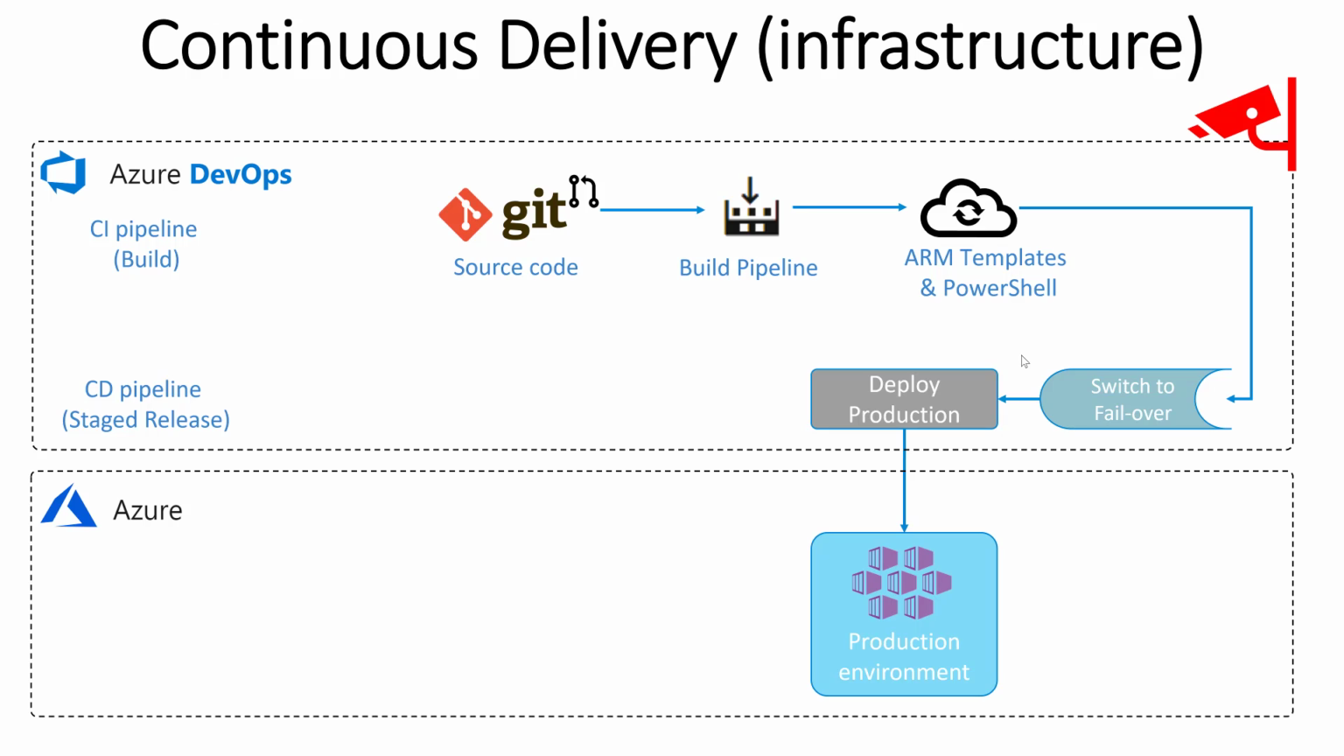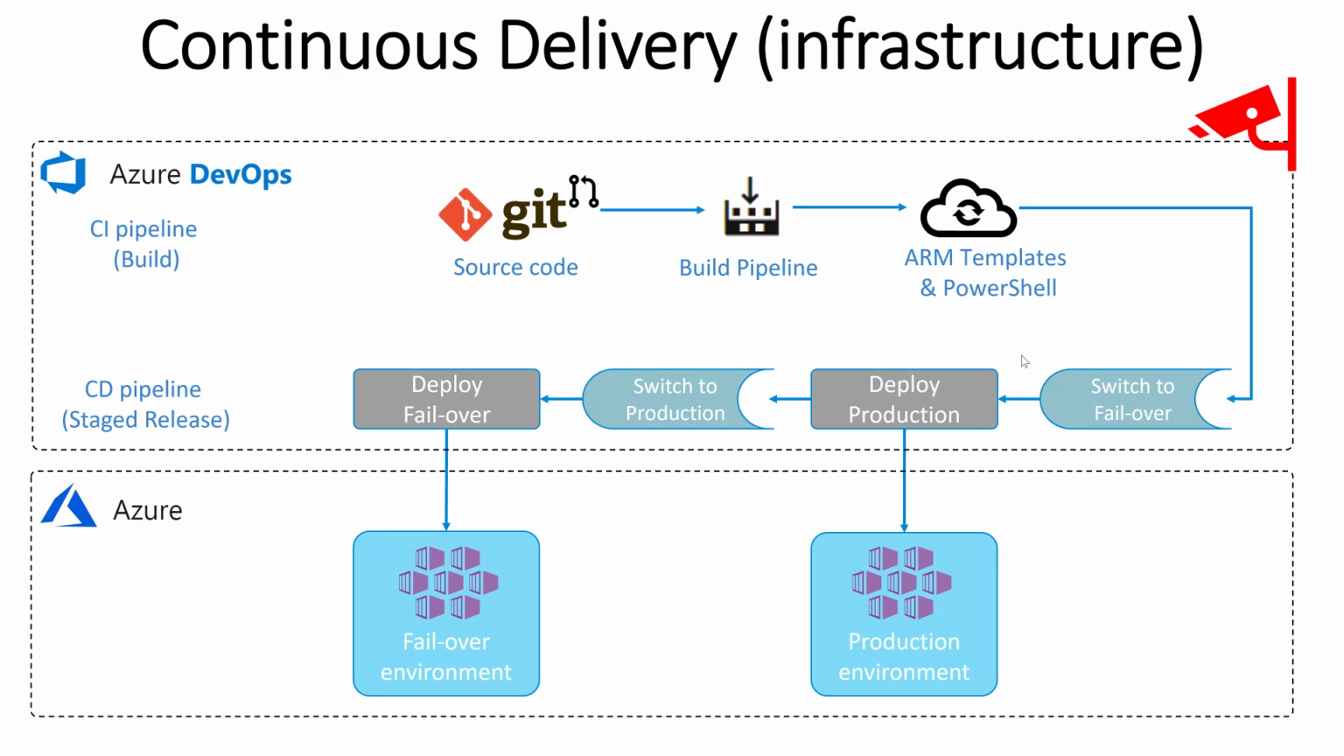So production is no longer in use, and that gives us the opportunity to deploy the new infrastructure to the production environment. If we're happy, we can start using that production environment, freeing up the failover environment, so we can deploy that infrastructure there as well. So again, during this, the system is never offline, and whenever there's a failure, let's say the deployment to production doesn't work, we still have our failover environment happily running.